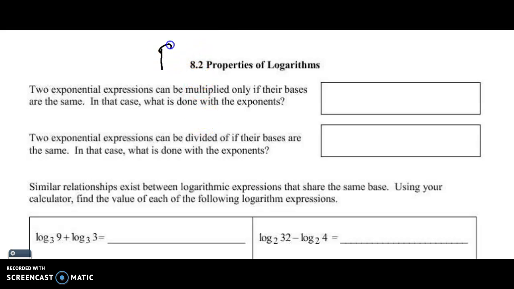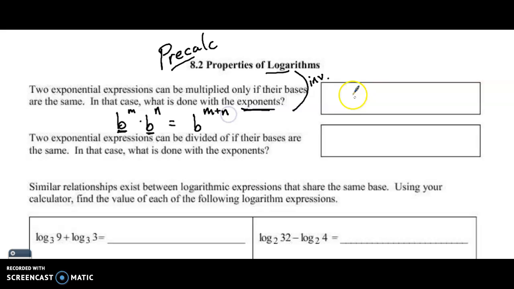Hey, pre-calc, we are starting 8.2 with the properties of logs, and what they're trying to do is make a connection between exponents and logs, because remember they are inverses of each other. So the whole premise is if we have the same base with different exponents, well, they could be the same exponent as well, but it has to be the same base. What we do is we add the exponents. It's something we just learned. I think that's all that this box is left for.